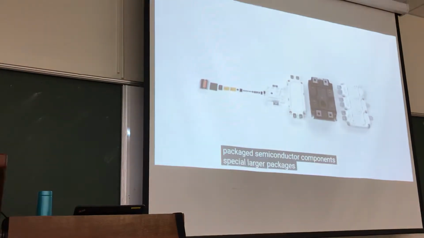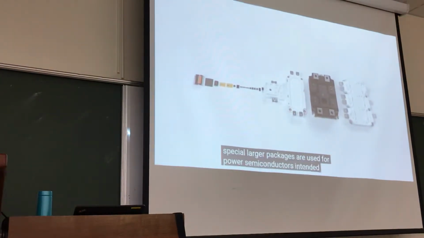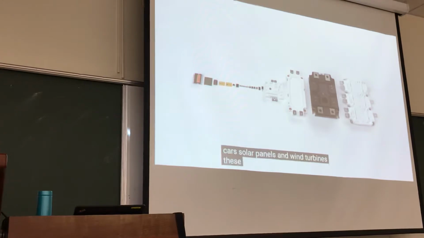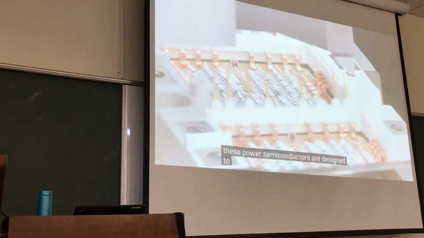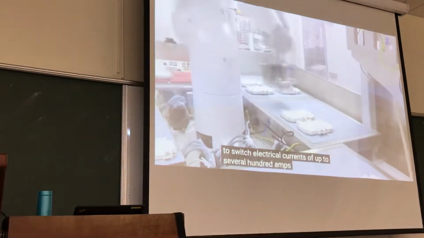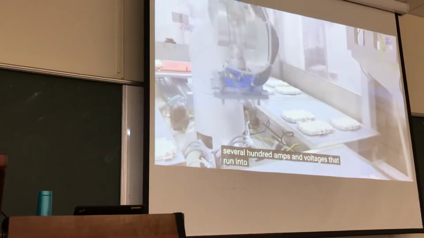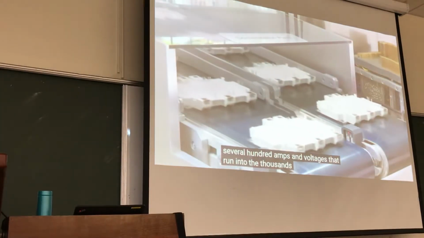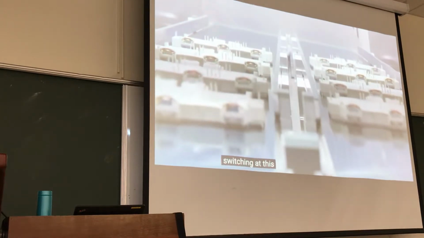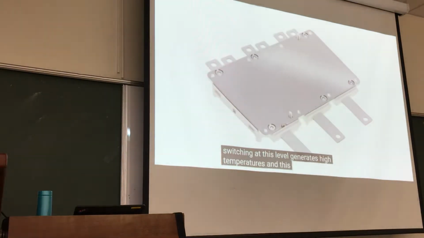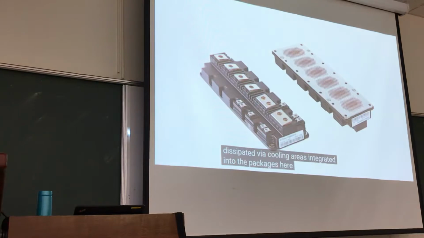Special larger packages are used for power semiconductors, intended for applications such as trains, electric cars, solar panels, and wind turbines. These power semiconductors are designed to switch electrical currents of up to several hundred amps and voltages that run into the thousands. Switching at this level generates high temperatures, and this heat has to be dissipated via cooling areas integrated into the packages. Here you can see some fully packaged power semiconductors.